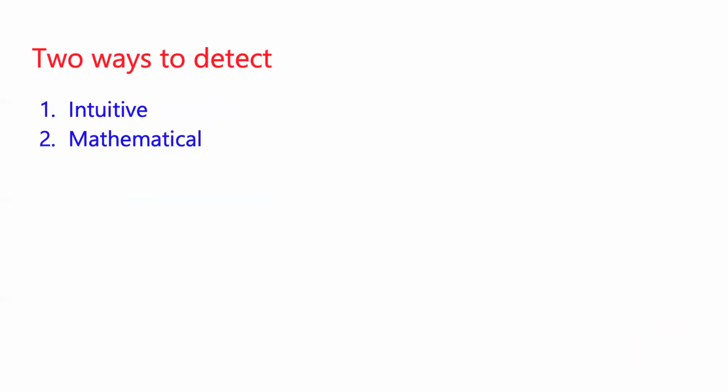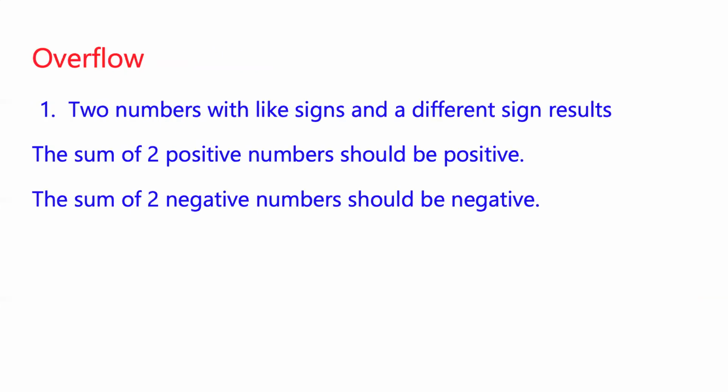There are really two ways we can detect overflow. The first one is kind of what we already said. It's an intuitive rule. If you're adding two numbers and they have the same sign, then overflow is possible. For instance, if you've got two big positive numbers, the result could be a number that's positive, but too big for you to represent. Same thing with two negative numbers.